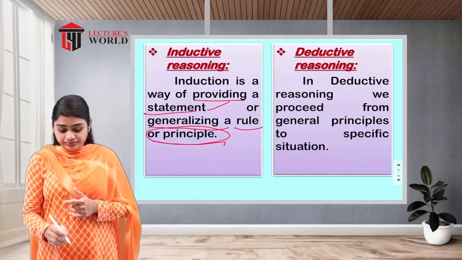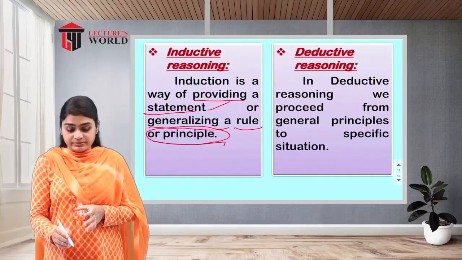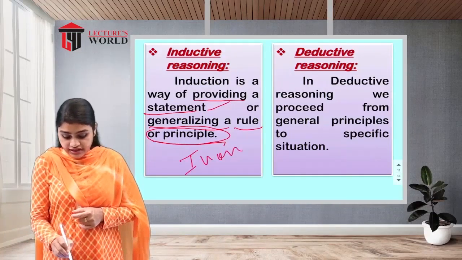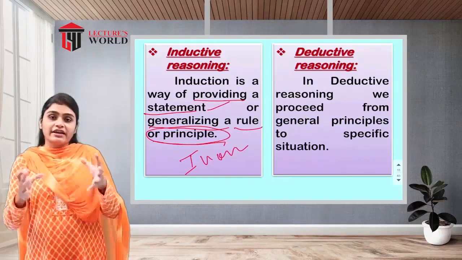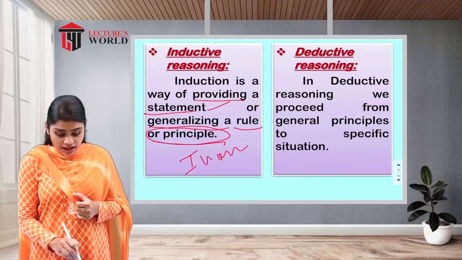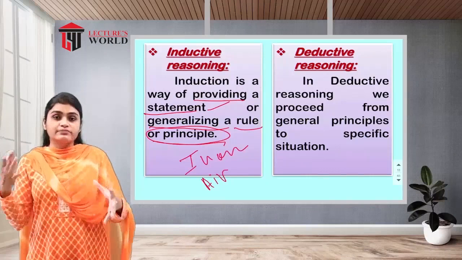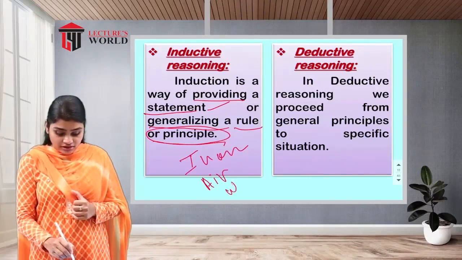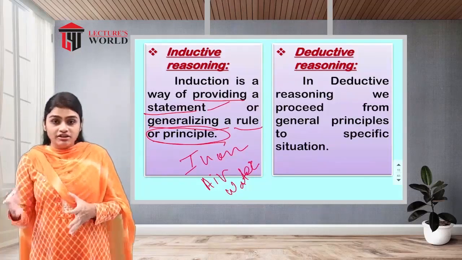For example, suppose the statement is given that when iron is heated, the heating of the iron will lead to its expansion. The other thing we have is air. When the air is heated, that also leads to the expansion of the air. The other thing we have is water. When the water is heated, the expansion of water will be there.